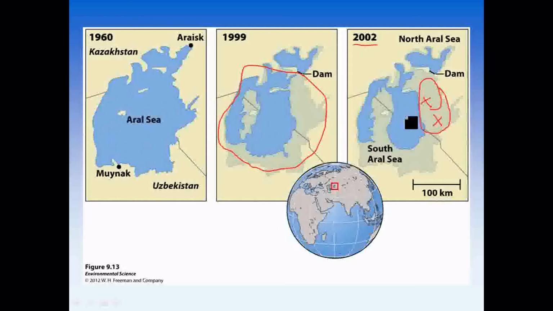Some experts believe that the Aral Sea will be completely dried up in the next half century or so. Well, I think in the book it says like 10 years. A great example of how humans have interfered in a natural ecosystem.